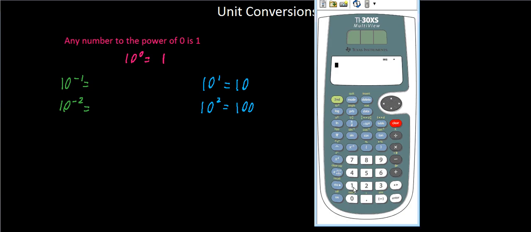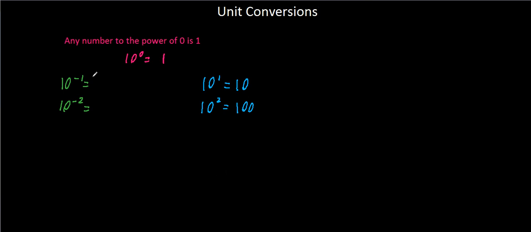So to figure this one out, I'm going to pull out my handy-dandy calculator. I'm going to take it to the negative 1 power. So to do that, I'm going to hit this button right here. That's going to give me an exponent. I'm going to say to the negative 1 power. And what do we get? We get 0.1.